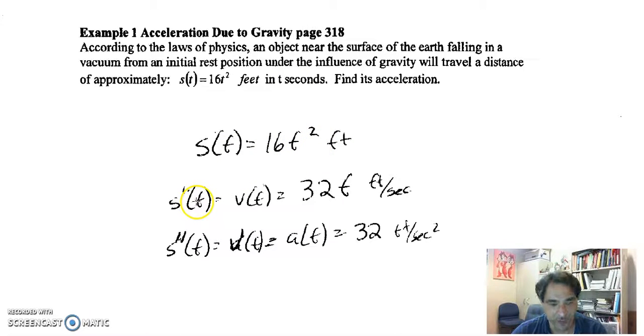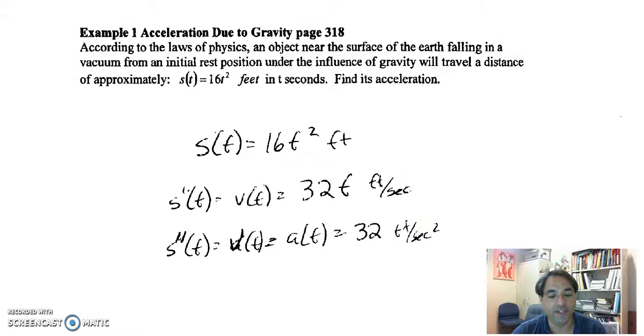If I take the first derivative, which is velocity, we get 32t feet per second. That's the rate of change. First derivative. If I take the second derivative, which is the first derivative of velocity, we get acceleration, which is 32 feet per second squared. Now you may be wondering, where's the variable? Well, it's because it's constant. When something is in free fall, its acceleration is constant at 32 feet per second squared.